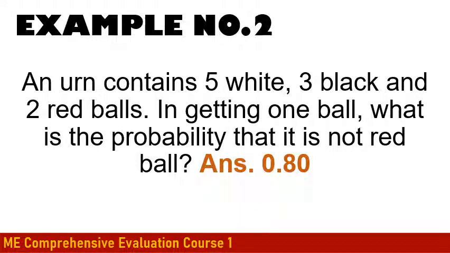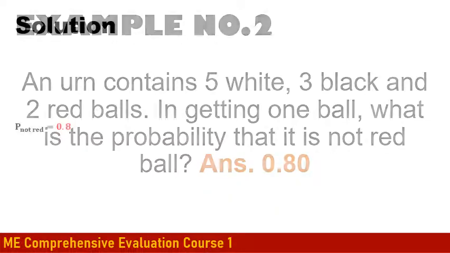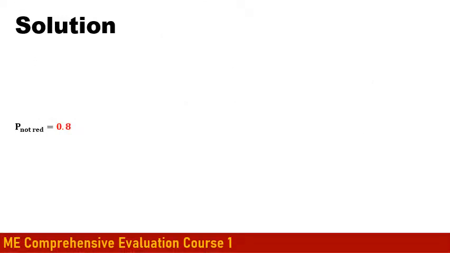Let us have an example. An urn contains 5 white, 3 black, and 2 red balls. In getting 1 ball, what is the probability that it is not a red ball? If we look at the problem, we are looking for the complementary probability. The probability that the ball is not a red ball is P not red, wherein P not red is equal to 1 minus P red. So the probability that the ball is not red is equal to 1 minus the probability that the ball is red.